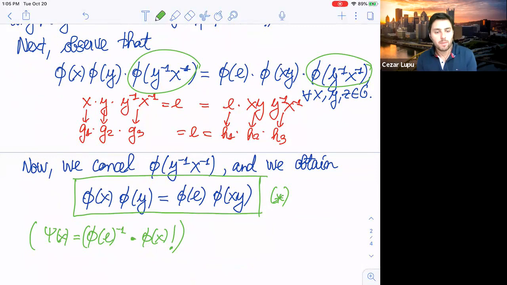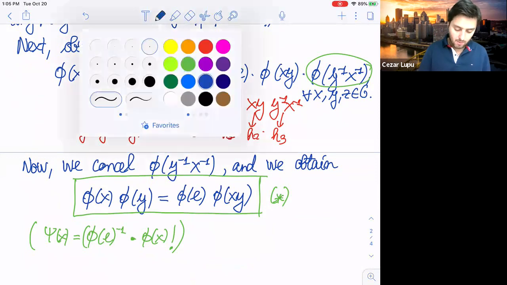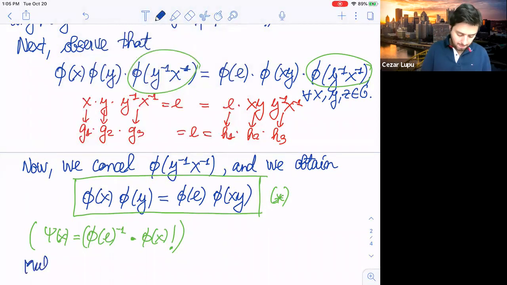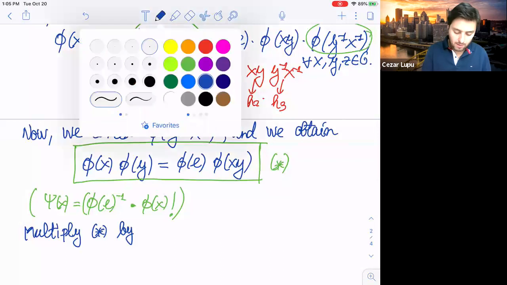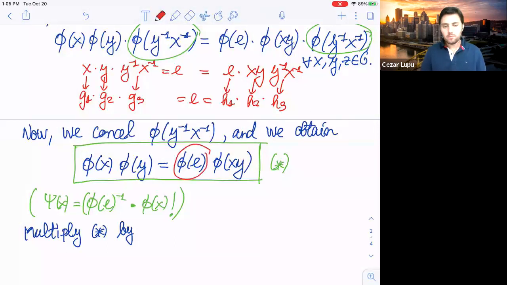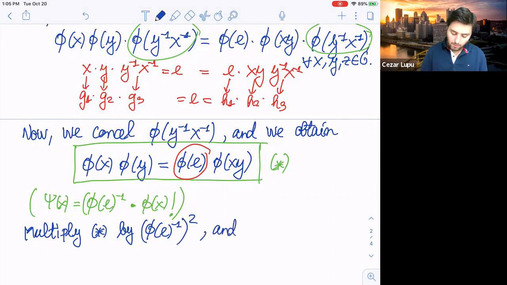Well, maybe I can multiply by something. So multiply (star) by what? Well, I have this element here, so maybe I should play around with it a bit. So I can multiply this by phi of e inverse squared. And we have the following. And you'll see why I'm applying this.